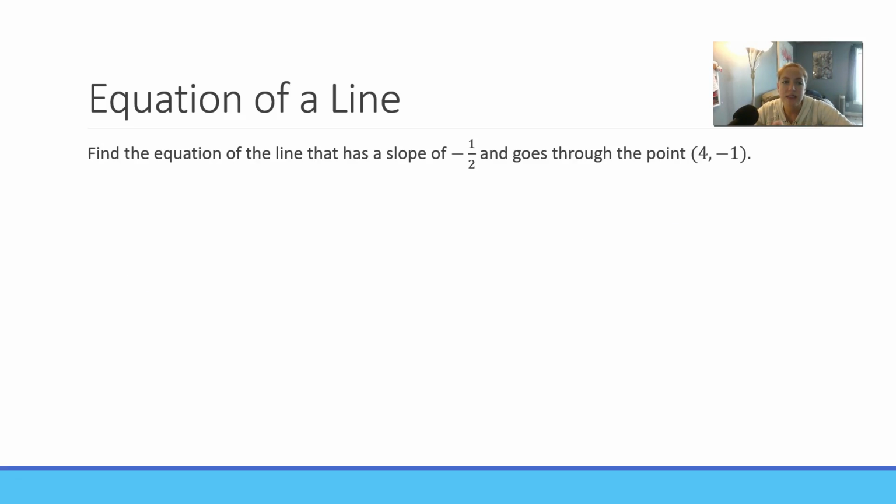Okay, so it says find the equation of the line that has a slope of negative 1/2 and goes through the point (4, negative 1). Now, what do we know? We know that the slope is negative 1/2, so we know m. Do we know what b is? Do we know what the y-intercept is? This is not the y-intercept. How do I know that?